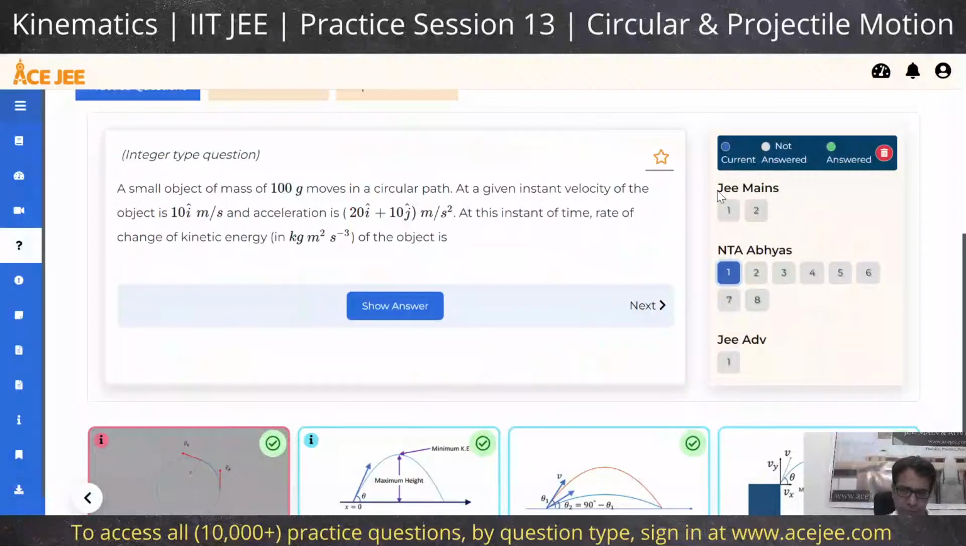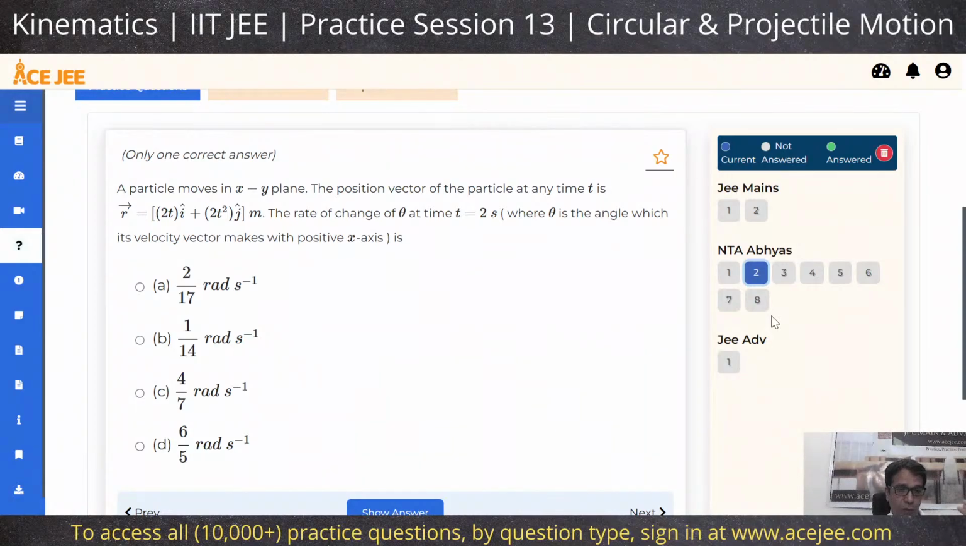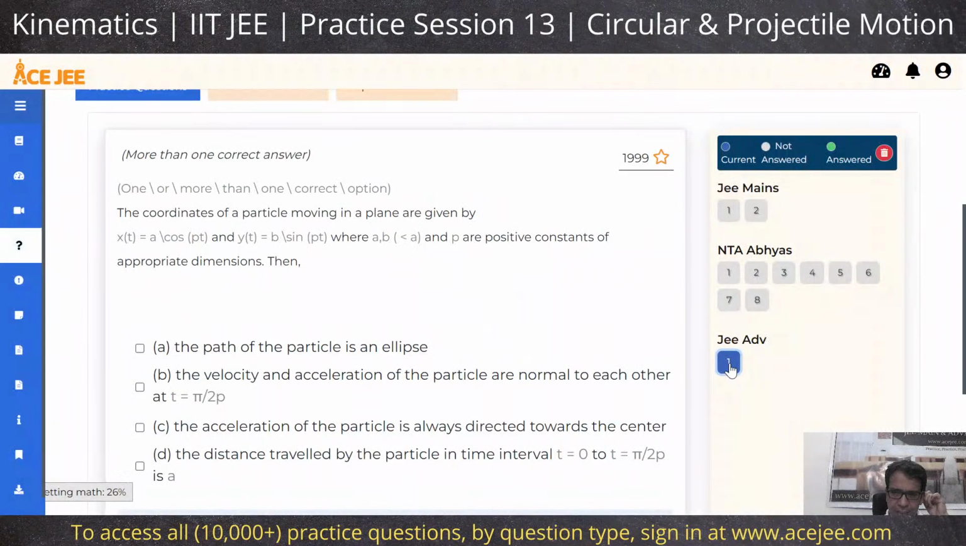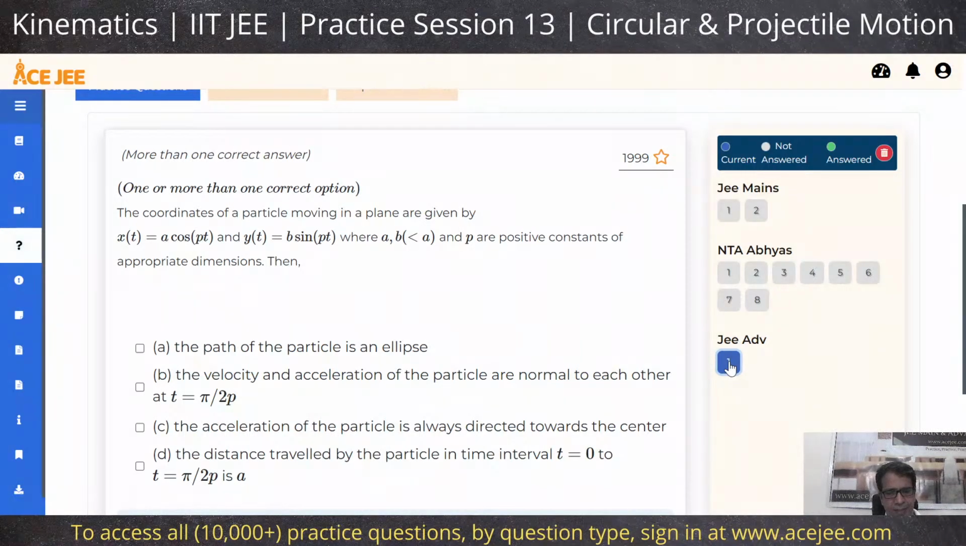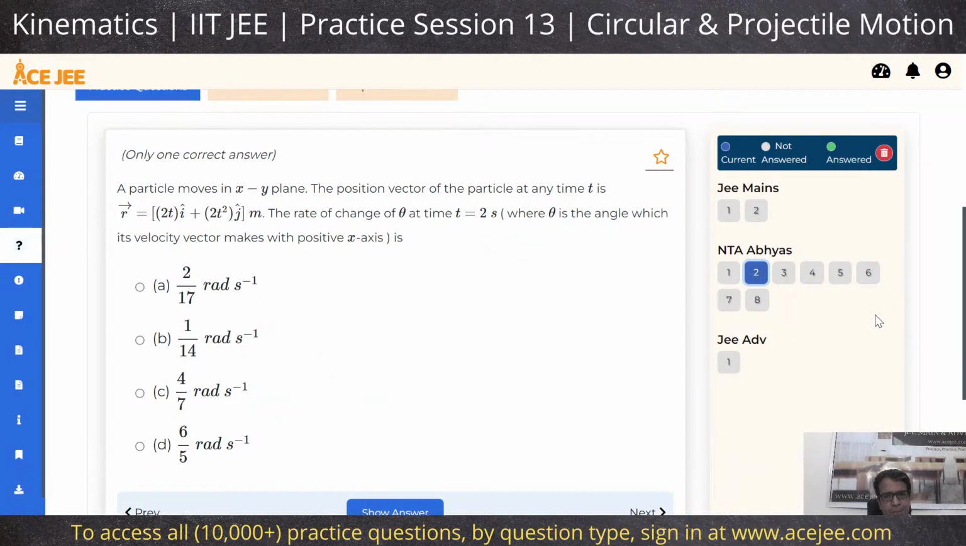Let's do one more problem and then we'll stop. By the way, do you guys have some time to carry on for maybe another question or two, or do you want to stop fairly quickly? Let's do this. This is our last problem and then we'll take a break, okay? Let me just quickly check for a JEE Advanced question if there's something interesting. This is the 1999 question, and okay, this is more of an elliptical motion, so maybe we'll not cover that today. Let's go back to the NT Abhyas question. So question number 2. Let's do it.